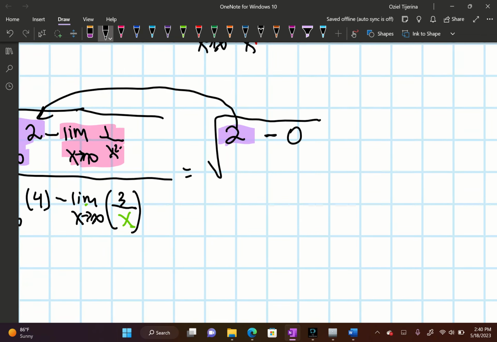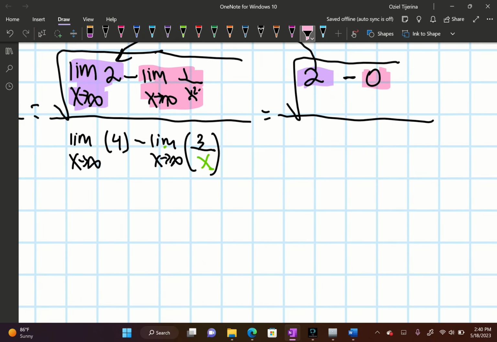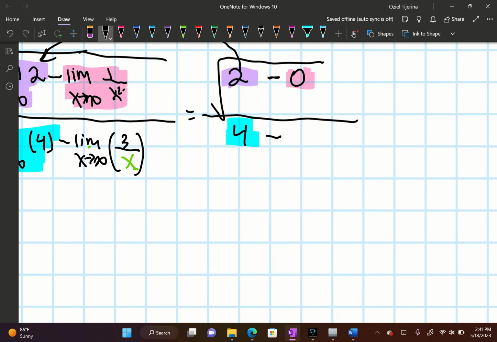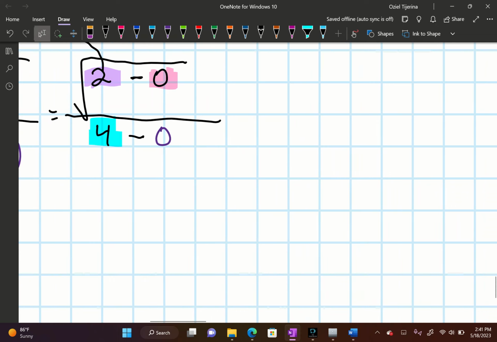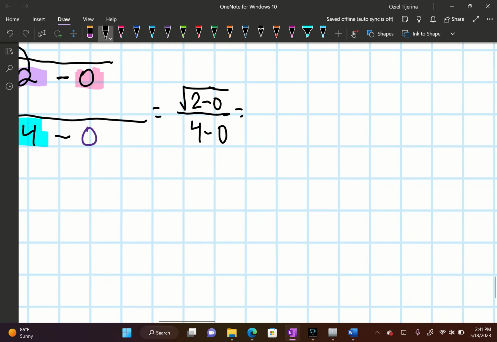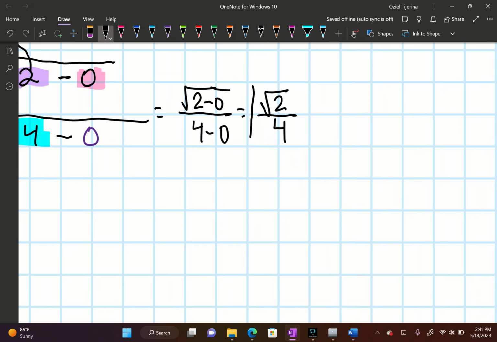So we're going to put minus 0 here, and then over the limit as x approaches infinity of 4, which is really easy, it's just going to be 4, and then minus the limit as x approaches infinity of 3 over x, which is really just going to be 0. So this is going to equal the square root of 2 minus 0 over 4 minus 0, which is just the square root of 2 over 4. And so this is our answer.